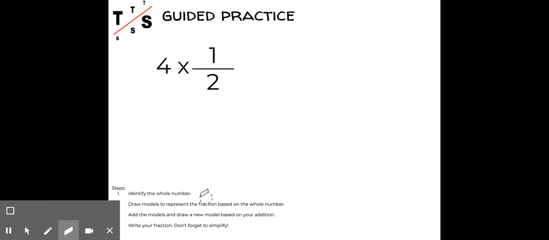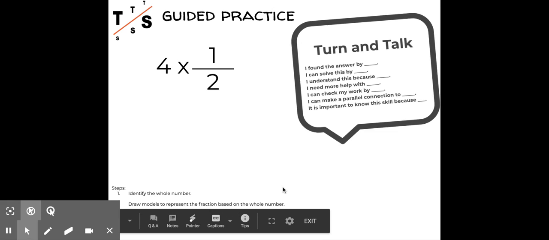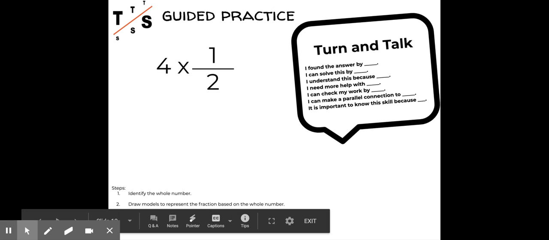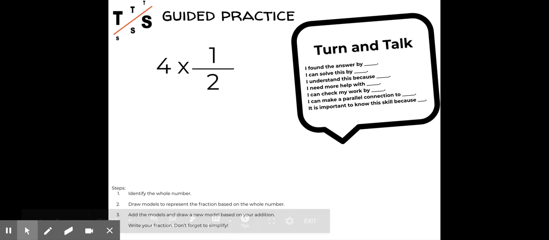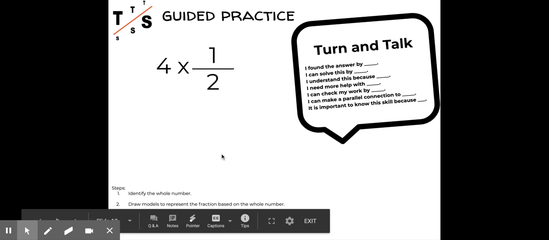And let's use our partner talk to explain our thinking. I found the answer by, I can solve this by, I understand this because, I need more help with, I can check my work by, I can make a parallel connection to, it is important to know this skill because.